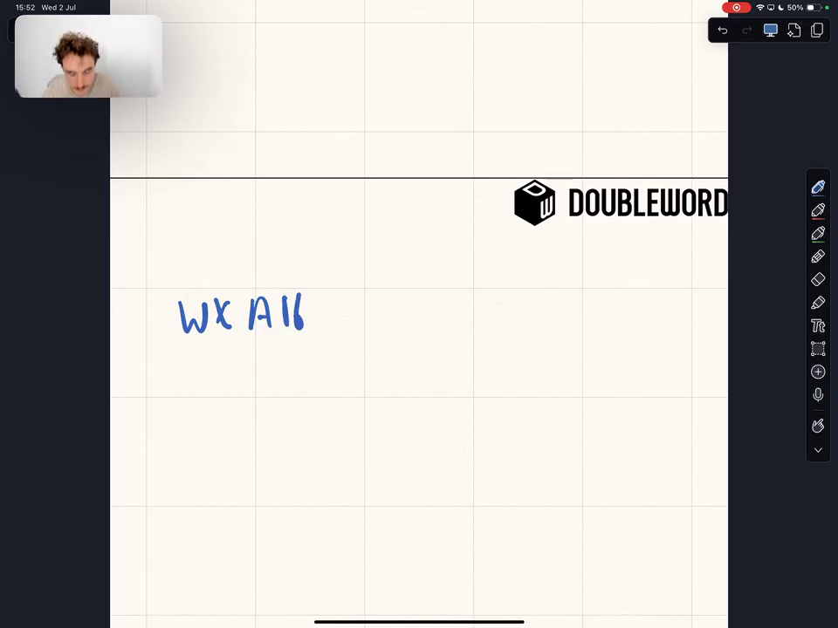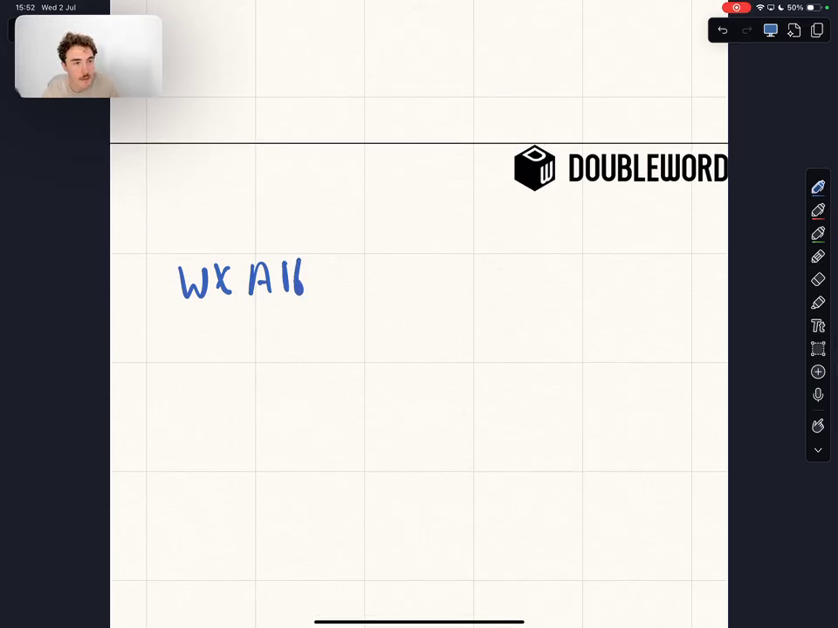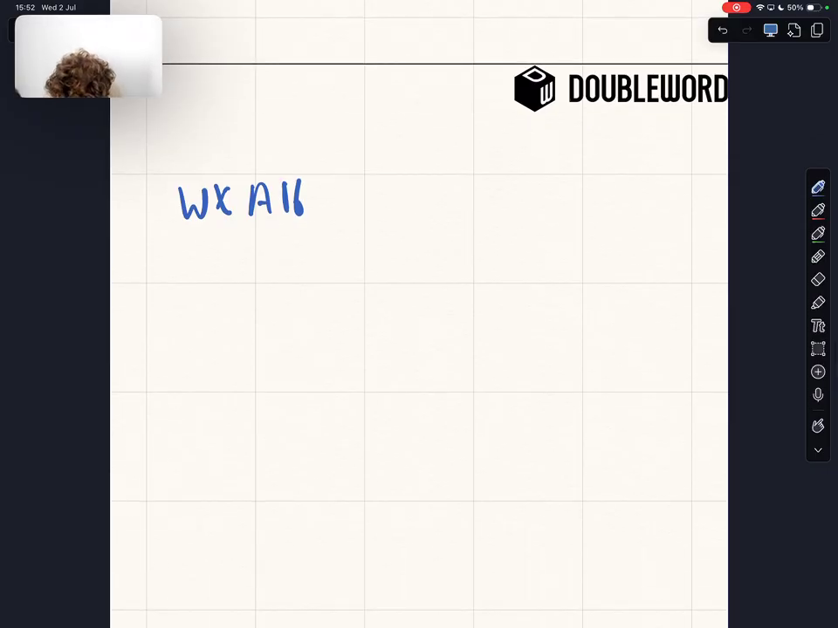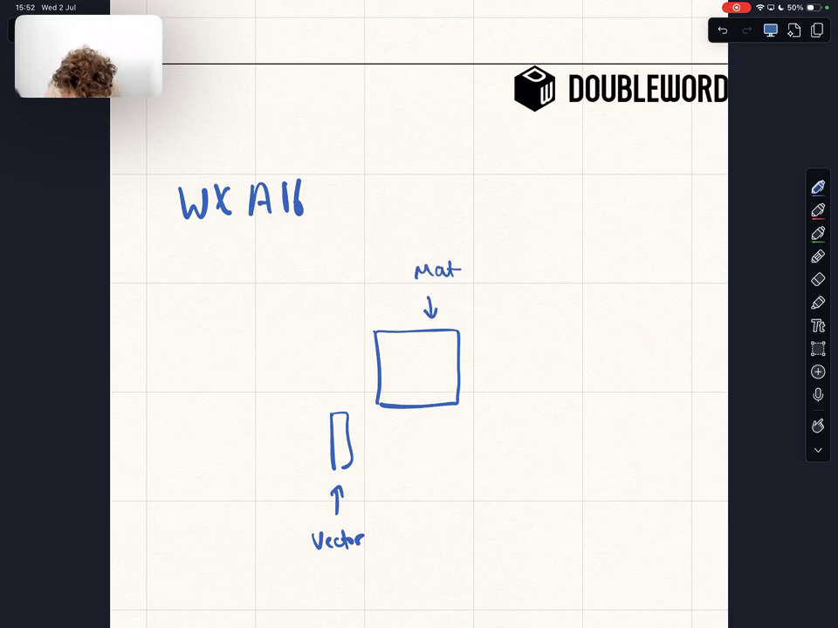In the WX-A16 format, the weights of the model are quantized, but all computation that is performed in the model, all the temporary activations, all matrix multiplications, all of those things, are performed in the original 16-bit format. One way to visualize a matrix-vector multiplication is something like this. I have some vector and I have some matrix, and you multiply them together to get some output.